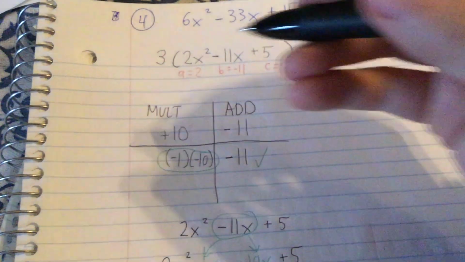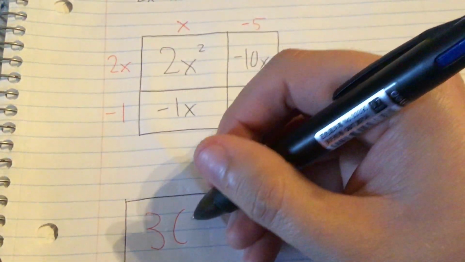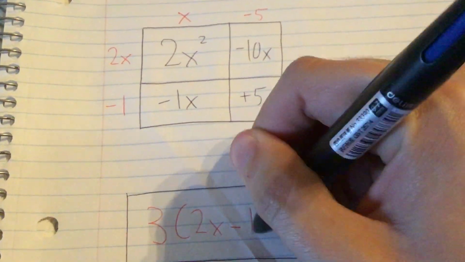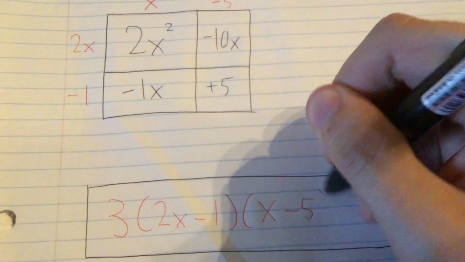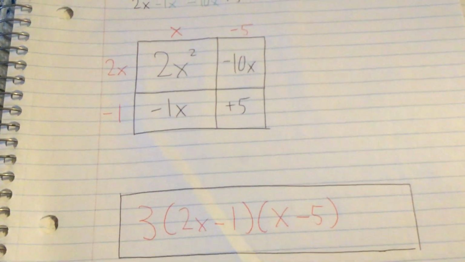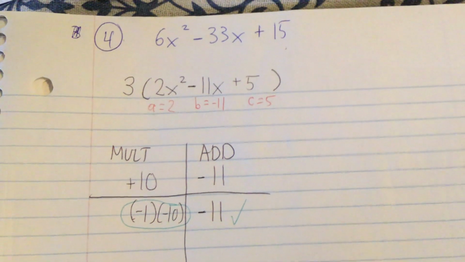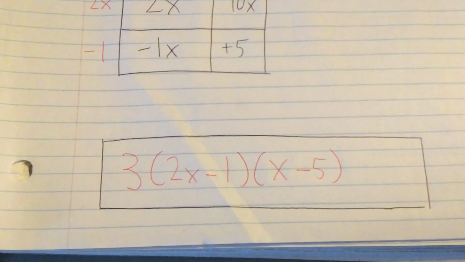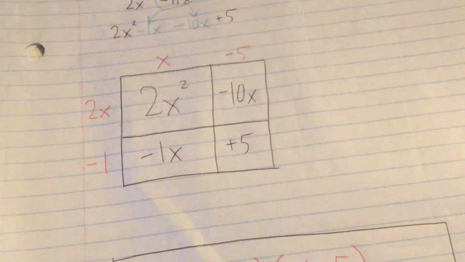But remember, I factored out 3 in advance, so I'm going to put that first. So the 3 gets factored out, and then I get 2x minus 1, and then x minus 5. And that is the completely factored version of the above polynomial, 6x squared minus 33x plus 15. Okay, so now we're going to do 2 more problems.